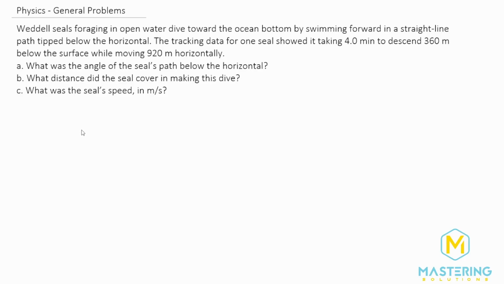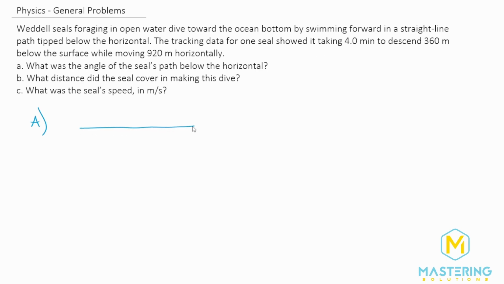Welcome to Mastering Solutions. In this problem, they want us to find the angle of the seal's path as it goes below the horizontal, the total distance that it covered, and then the seal's speed. So let's start off with A, and they say that the seal dives 360 meters down in 4 minutes, and it went 920 meters horizontally.